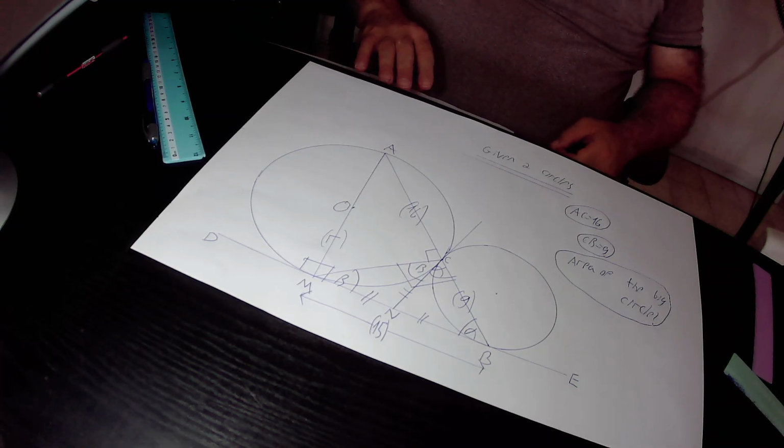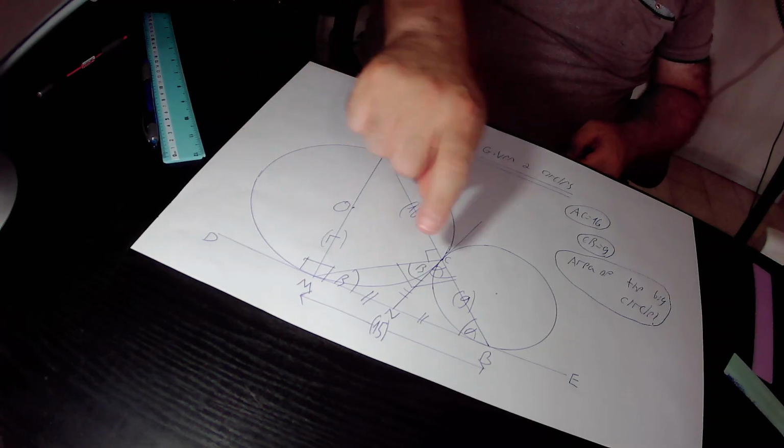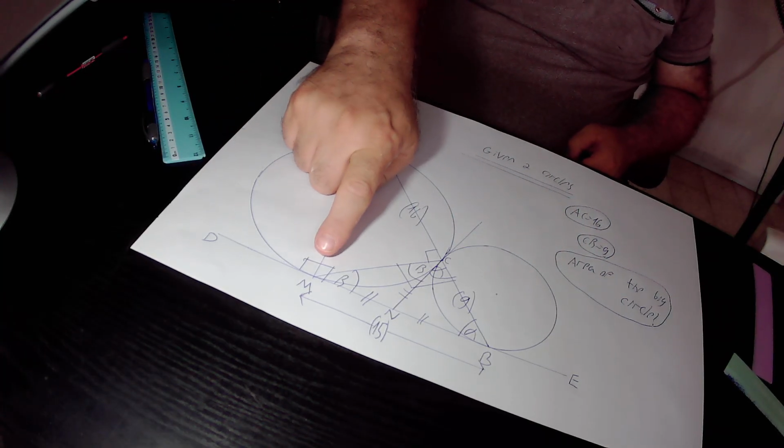Okay. First of all, we define the point of tangency of tangent DE with this big circle, this point, as point M.